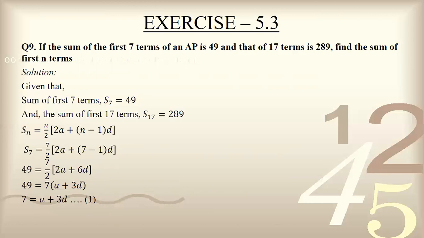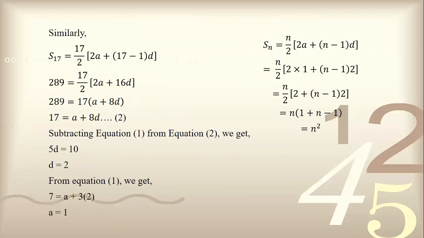We arrive at the equation after solving: 7 equal to a plus 3d. That is equation number 1. Similarly, S17 also we will substitute. We arrive at the equation 17 equal to a plus 8d, which is equation number 2.